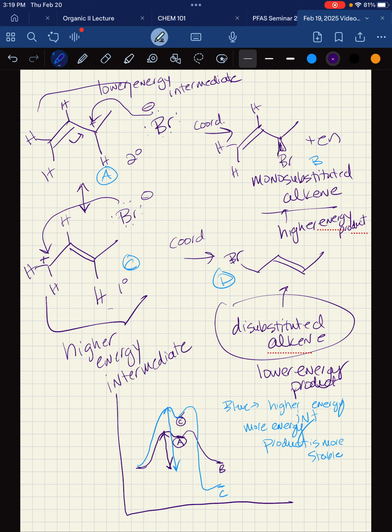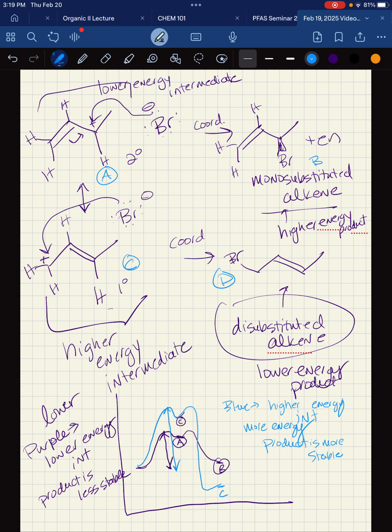The purple pathway has the lower energy intermediate. So it's easier to get there, but then the product is less stable. Okay, so that means that if we go at a lower temperature, we're going to get the purple pathway, and we're going to get product B.